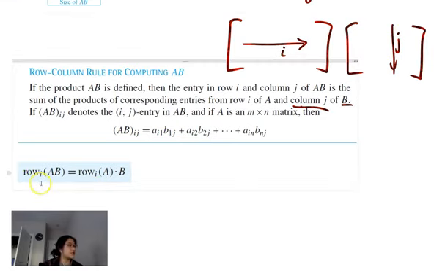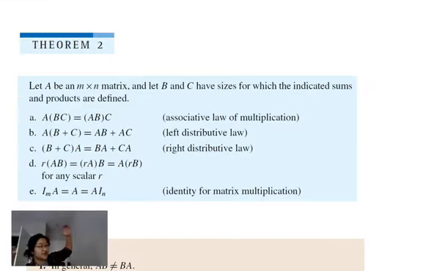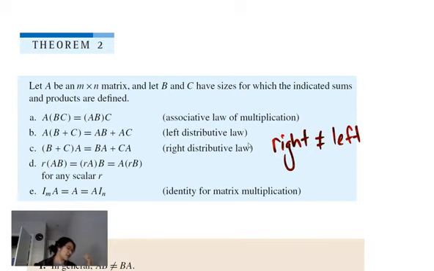So row i of our product AB is row i of A times our entire matrix B. So if we have A as an m by n matrix, so it's not necessarily square, and we have B and C that are sizes that work, such that these are going to be defined, then we have associative multiplication, which is nice. We have the distributive property on the right and the left, which is also nice, but this is misleading because right is not the same as left in multiplication.